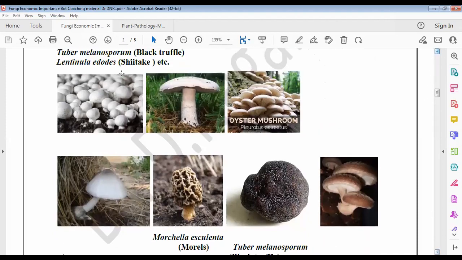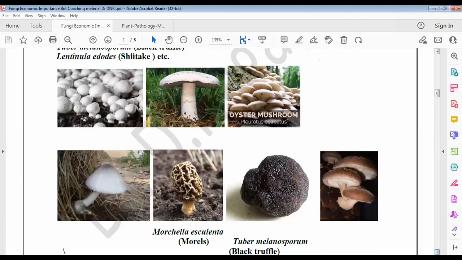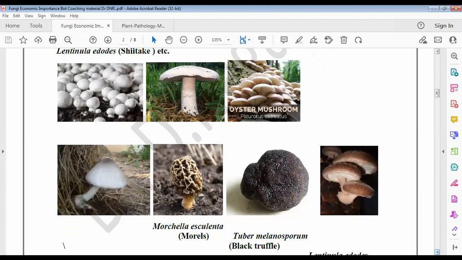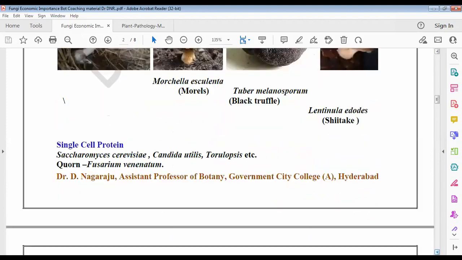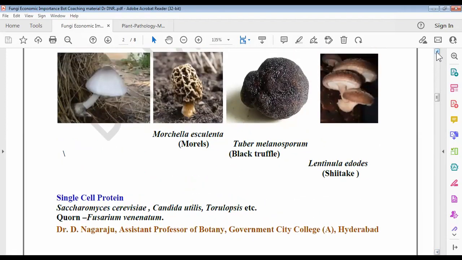You know the button mushroom, oyster mushrooms, the paddy straw mushrooms, Morchella, black truffle and Lentinula. Lentinula we also call shiitake mushroom. Shiitake mushroom. Which among these is the shiitake mushroom?